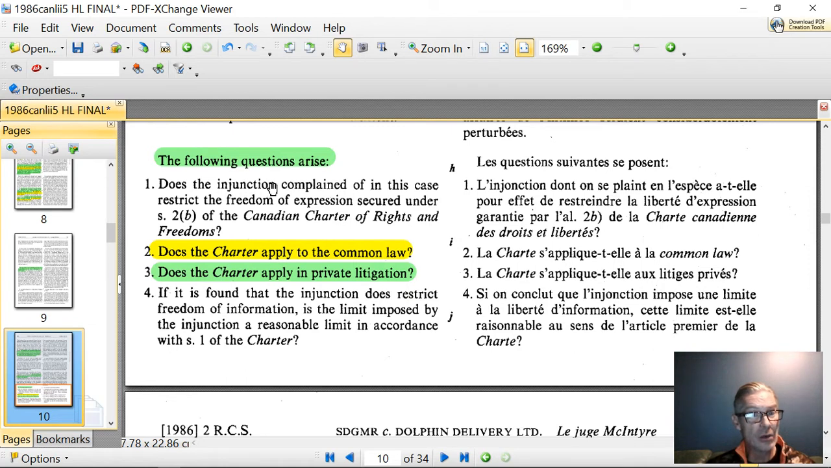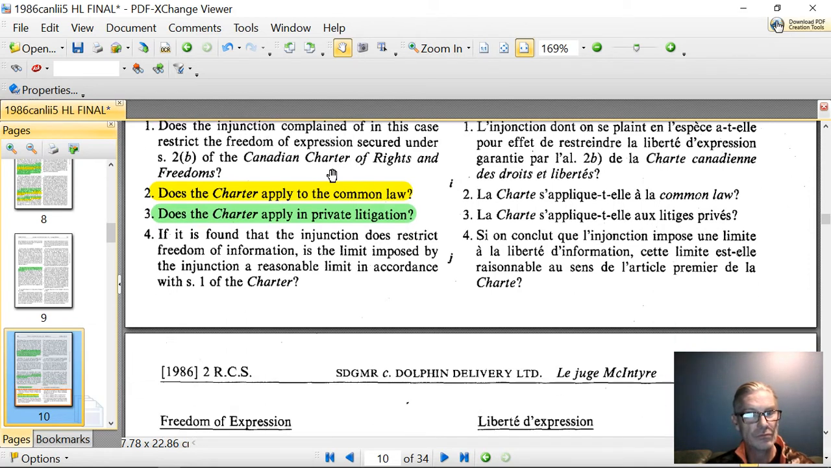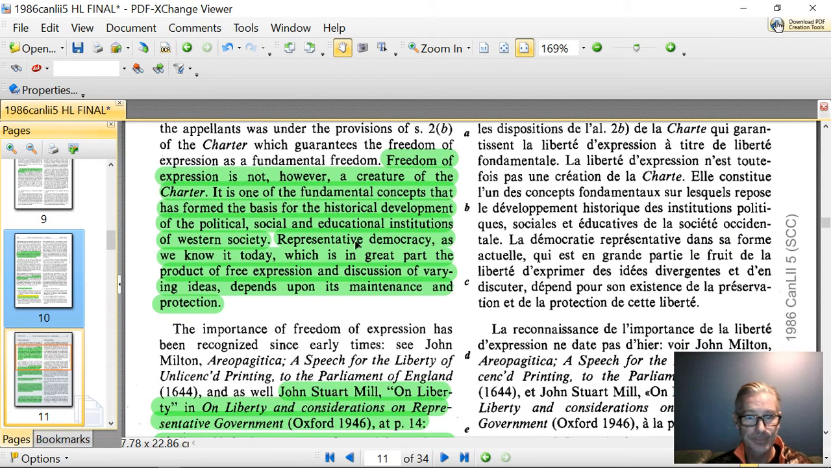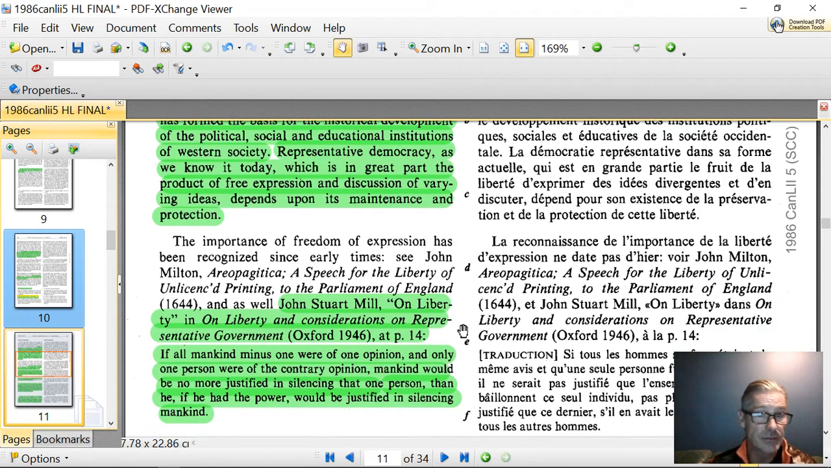And moving along, the following questions arise. Here we have it. Does the Charter apply to common law? Does the Charter apply in private litigation? Freedom of expression is not, however, a creature of the Charter. It is one of the fundamental concepts that has formed the basis for the historical development of the political, social, and educational institutions of Western society. Representative democracy, as we know it today, which is in great part the product of free expression and discussion of varying ideas, depends upon its maintenance and protection.